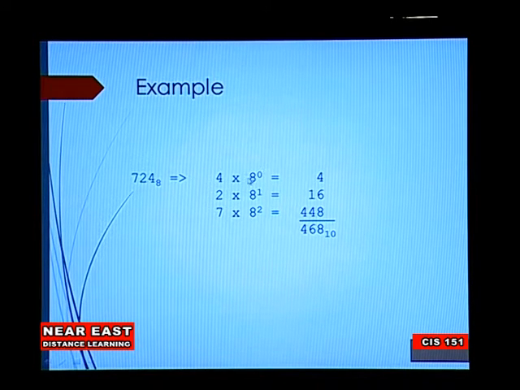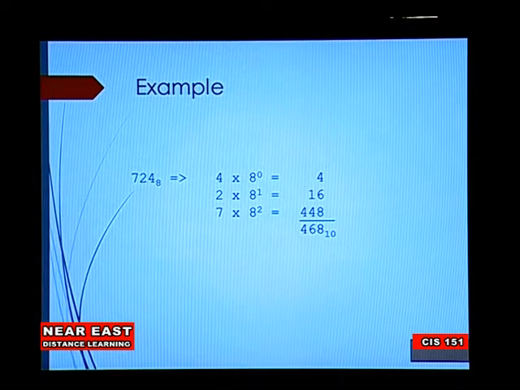So 4 times 8 to the weight 0, it gives us the result 4. 2 times 8 to the weight 1, it's 16. 7 times 8 to the base 2, it's 448. So this number in base 8, which is the octal, when we converted it, gives us 468 in decimal. So 724 in base 8 is 468 in decimal. So this is how we convert it from octal to decimal.